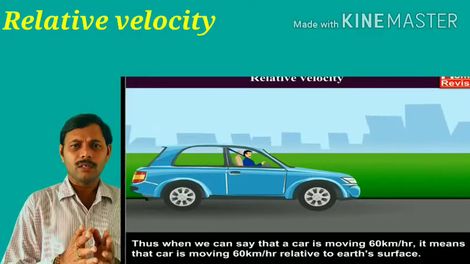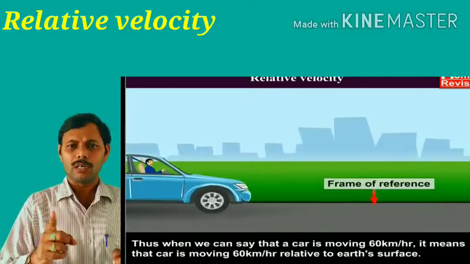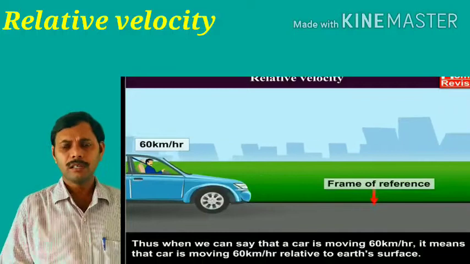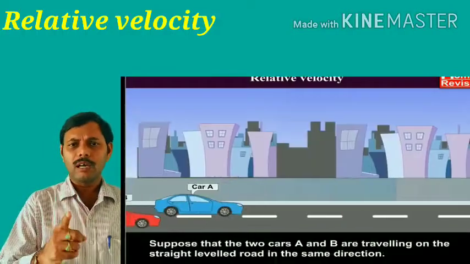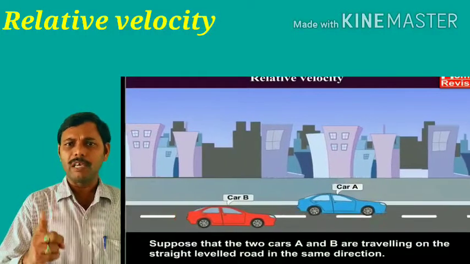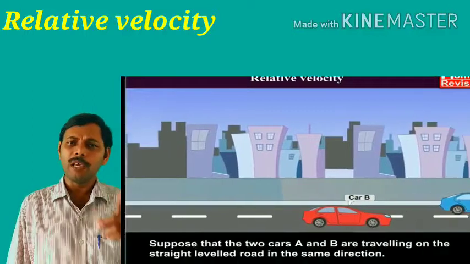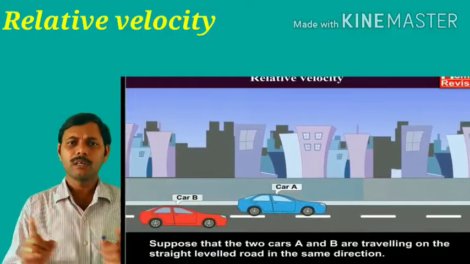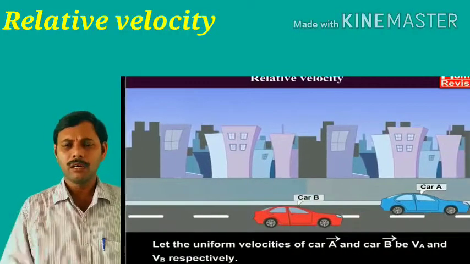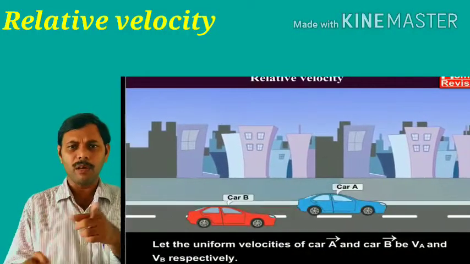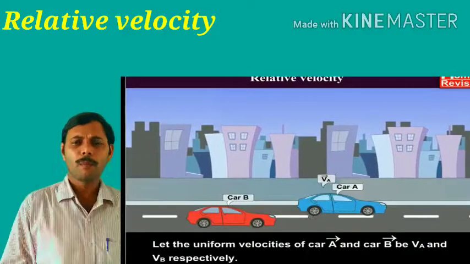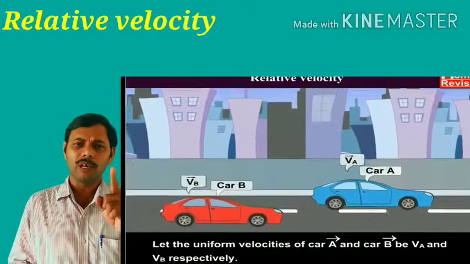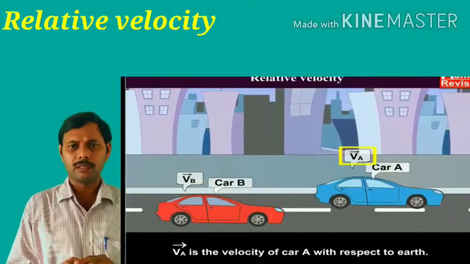Let us consider two cars moving along a straight line on the road in the same direction. Let car A have velocity VA bar and car B have velocity VB bar along the same direction. Car A velocity is VA bar, car B velocity is VB bar in the same direction. Velocity of car A is VA with respect to earth. Velocity of car B is VB with respect to earth.